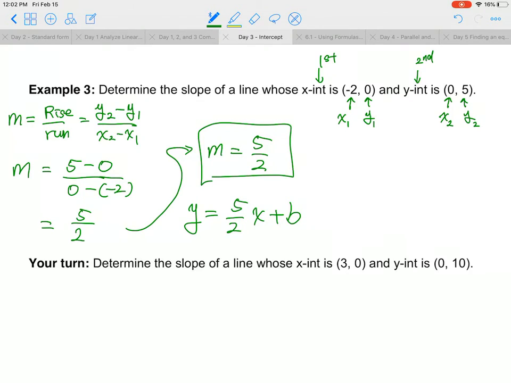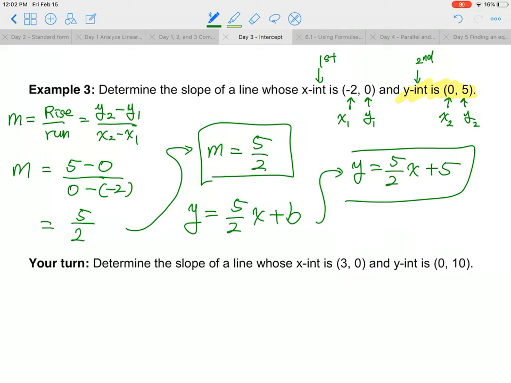So, see that the b is the y-intercept, but the y-intercept is already given to us, right? Y-intercept is already given to us right there. Therefore, we don't really need to do any of the calculations. It basically becomes y equals 5 over 2x plus 5. And that's the equation, right?